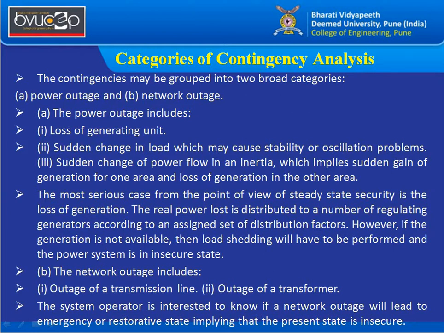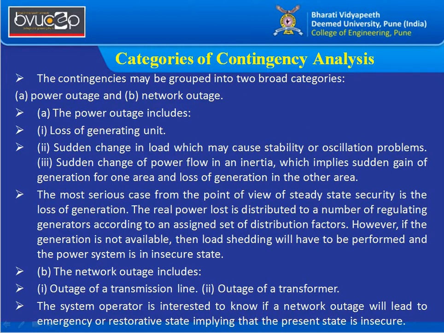It can have three possible cases, out of which we can say it is going to affect the security. The first major thing is the loss of generating unit. Second is sudden loss in the load, which may cause instability or oscillation in the system. The network won't be balanced on the generation and load side. And the third is the sudden change of power flow in an area. That means there is a sudden gain in the generation of one area and a sudden loss of generation in the other area.